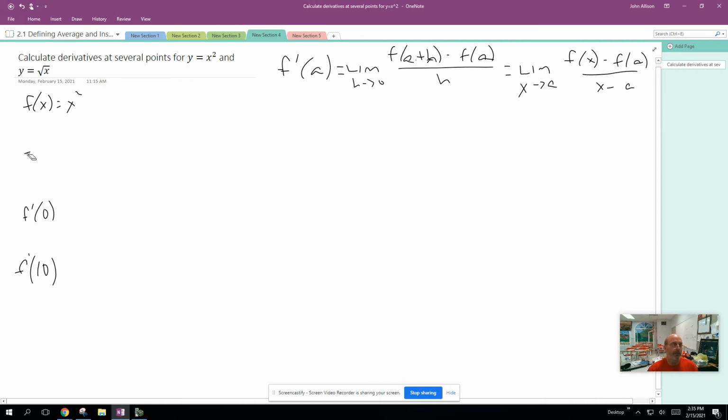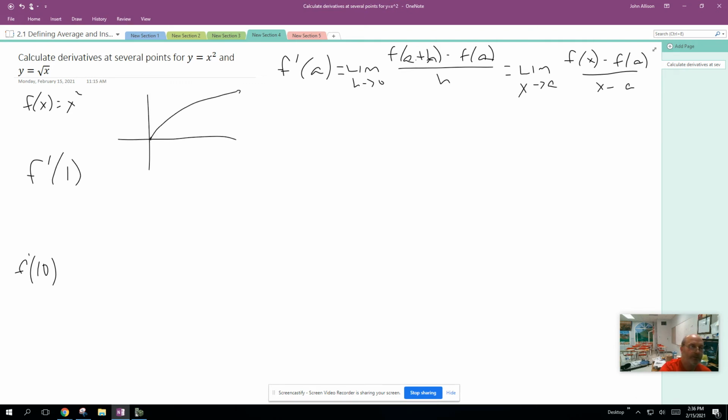We're going to wipe this one out. We're not going to be able to do it at 0 because that limit will only be one-sided. So we're going to consider another place. Let's do f prime of 1. How about that? If we think about the graph of this function, the square root function goes like this, defined from 0 to infinity. So the slope of the tangent line at x equals 1, and the slope of the tangent line at x equals 10, is what we're looking for.